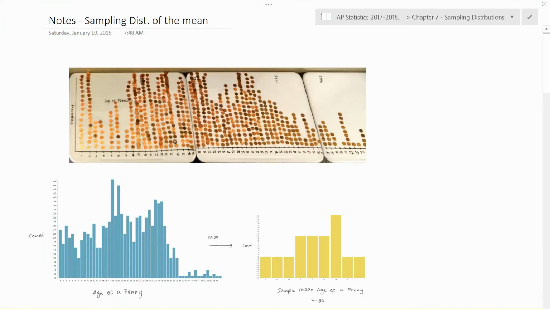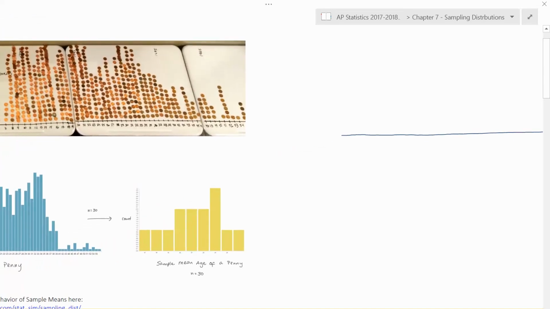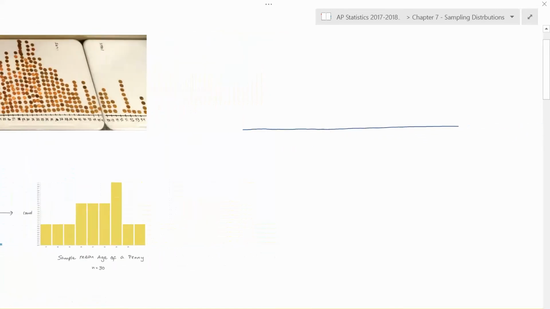So we want to be thinking about the idea of a sampling distribution, where instead of looking at the age of individual pennies, we're looking at the averages of a sample of pennies. So if I see a sample of 22 years old for a penny, I might think about, well, what kind of variability might I see in the sample mean of repeated samples?